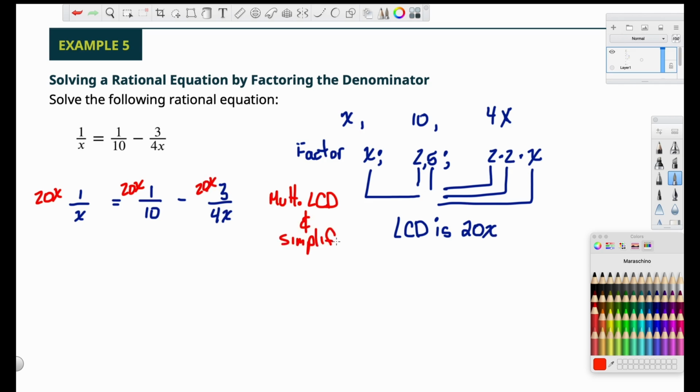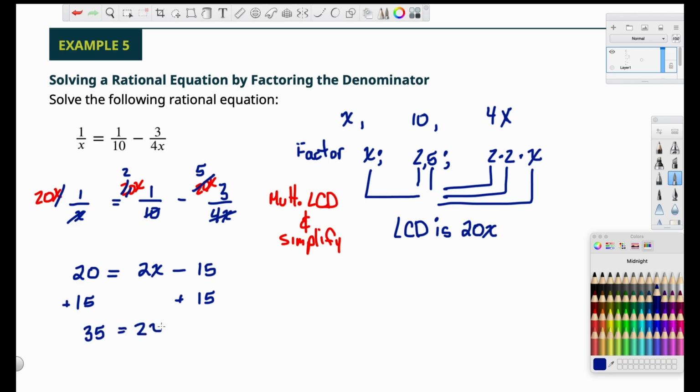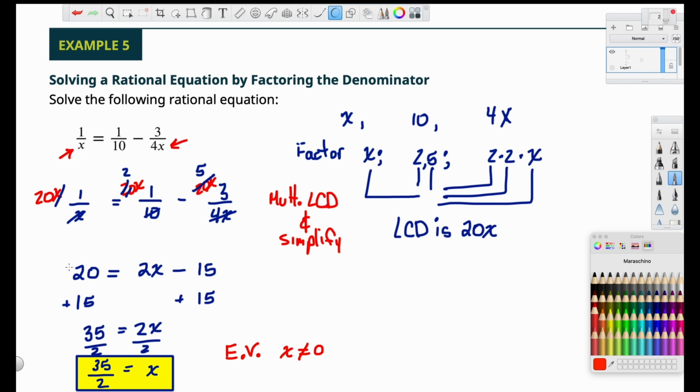So let's simplify each term. Let's divide out here. 20 equals 2x minus 15. Add 15 to both sides. Divide by 2. x is 35 over 2. And our excluded value is 0 because we cannot divide by 0 in the denominator.